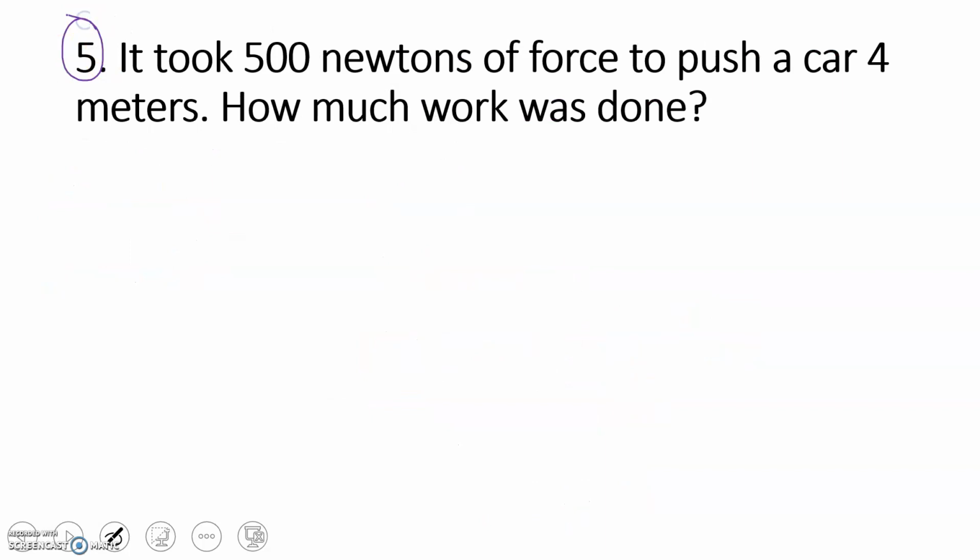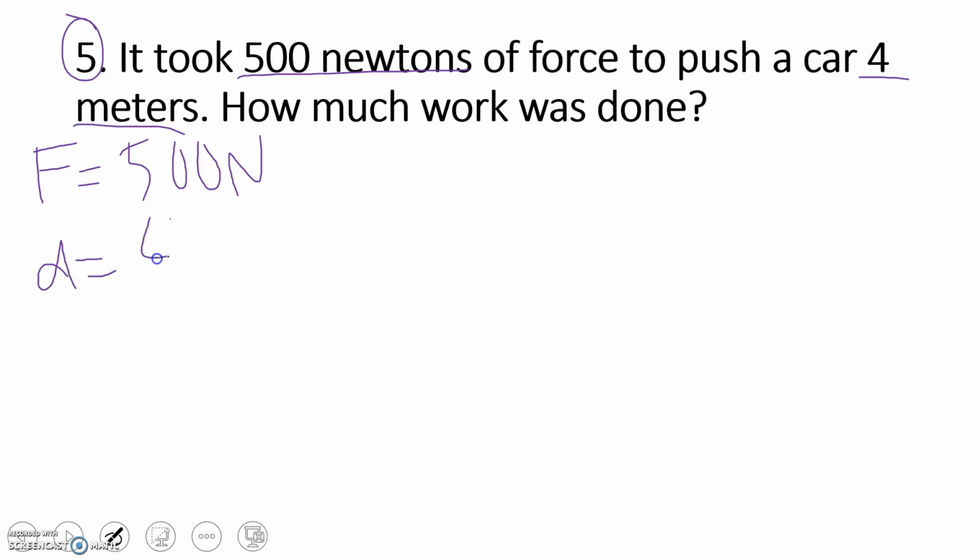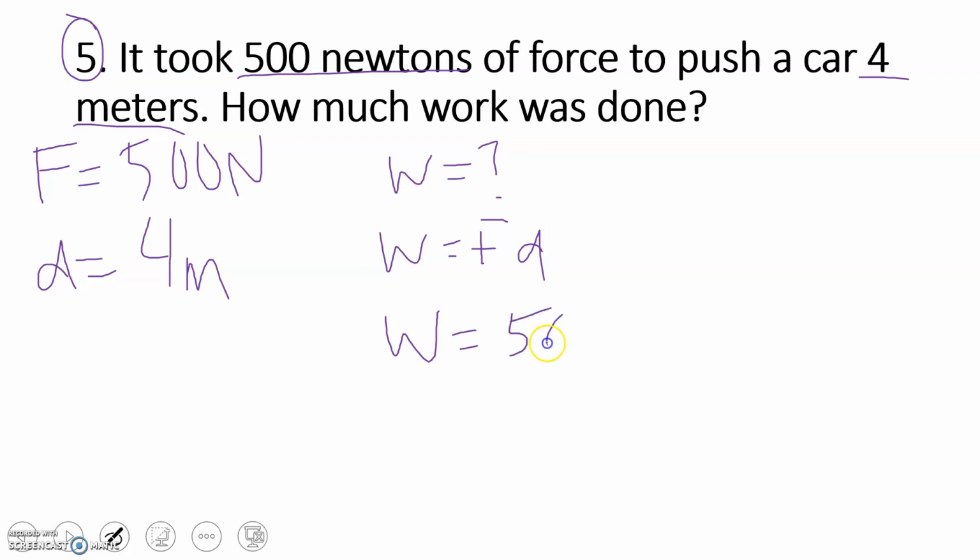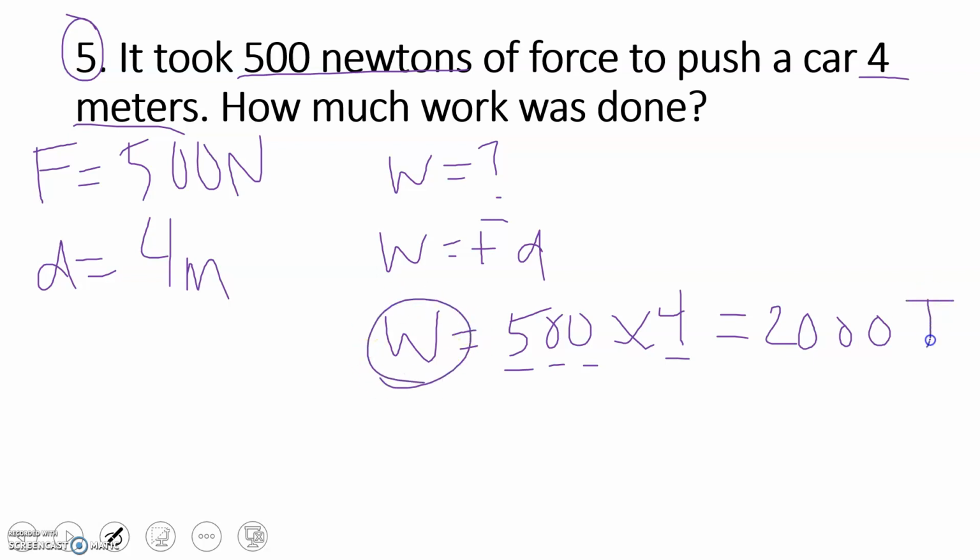All right, number 5. It took 500 newtons of force, so we know our force is 500 newtons, to push a car 4 meters. That's our distance. Our car has moved 4 meters. How much work was done? We're looking for work. We know work is equal to force times distance. So work equals 500 times 4. Well, 5 times 4 is 20. Add these two zeros back in, so you should have 2,000. We're talking about work here, so 2,000 joules.